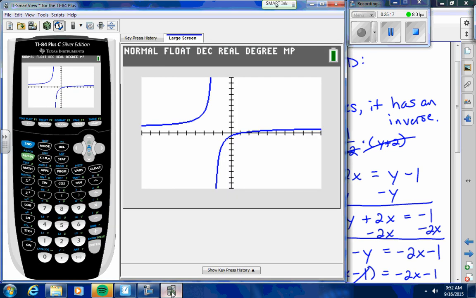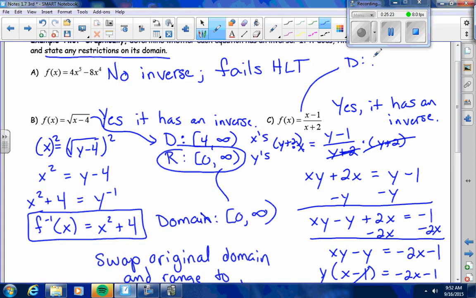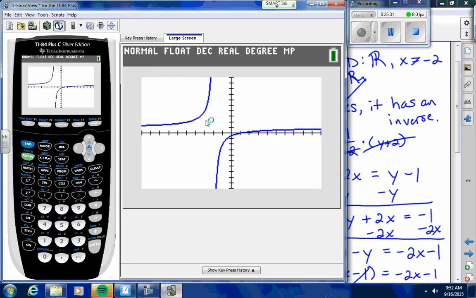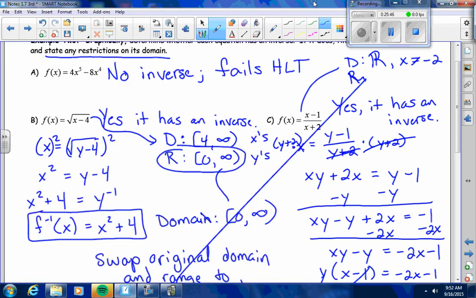What's the original domain of this function? x cannot equal what? Negative 2. So it's all real numbers, but x cannot equal negative 2. Now looking at the graph, let's figure out the range. Cannot equal, what number is this right in here? That is a positive 1. Correct. So the range is all real numbers, but y cannot equal positive 1. That's the original domain and range.